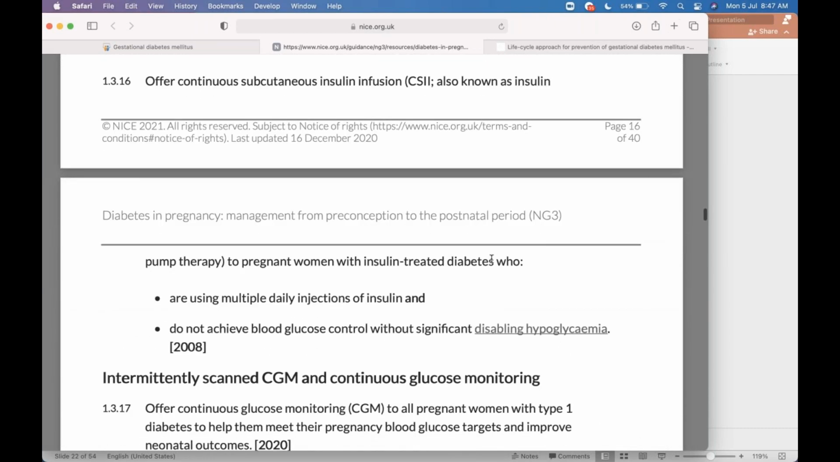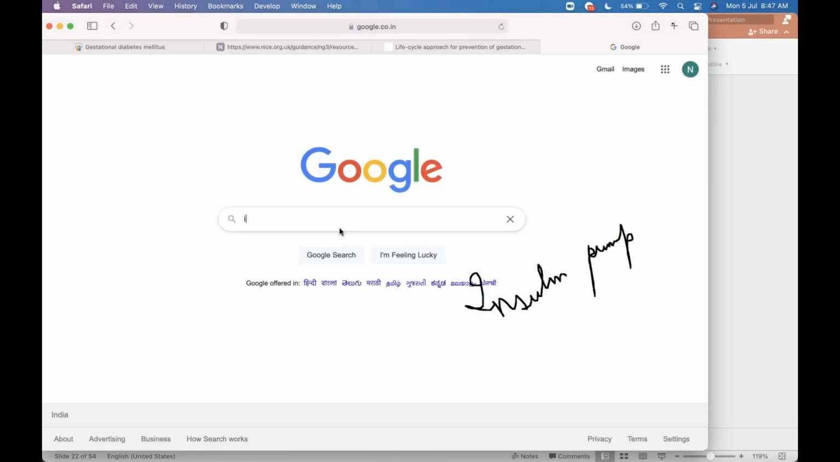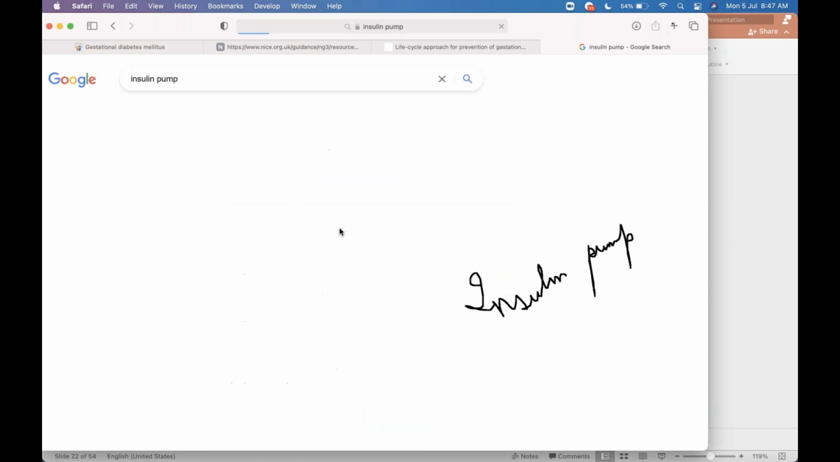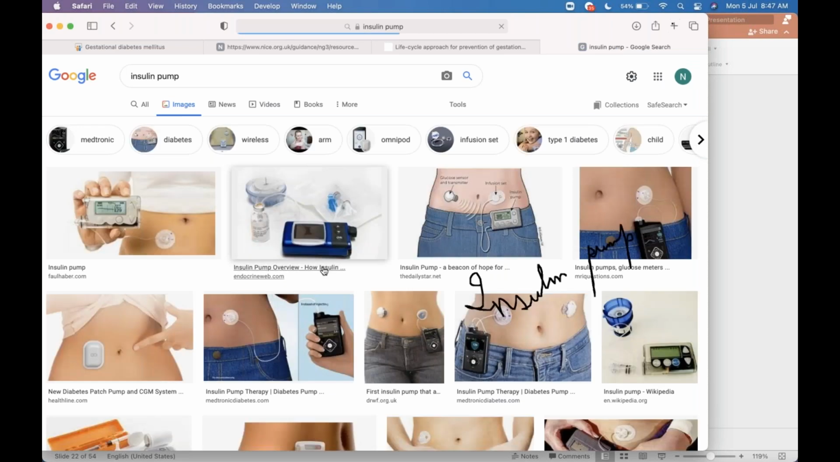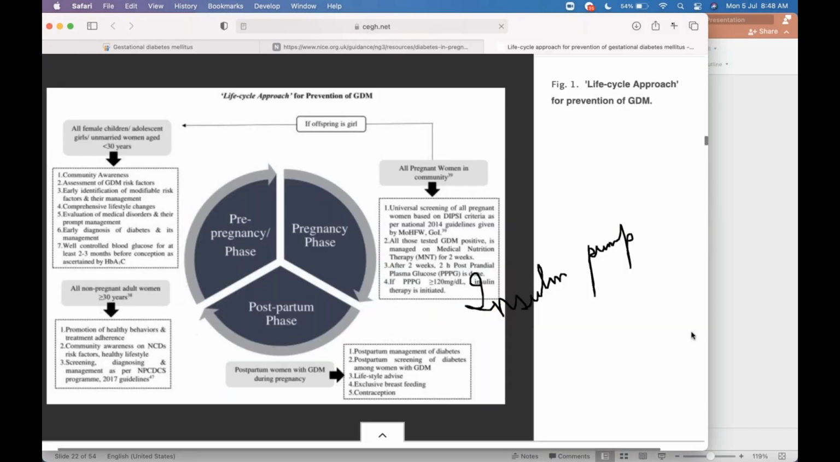Then there is one aspect which is not mentioned here, which you need to know, which is upcoming, the insulin pump. Now, what is an insulin pump? It is a subcutaneous pump which is applied. What I can do is actually show the insulin pump to you. It is important for you to know. This is a pump which is applied on the waist, it continuously measures by a subcutaneous method, and it gives the insulin also.